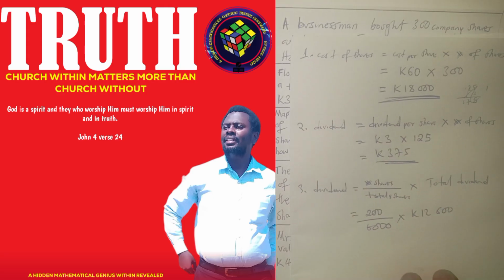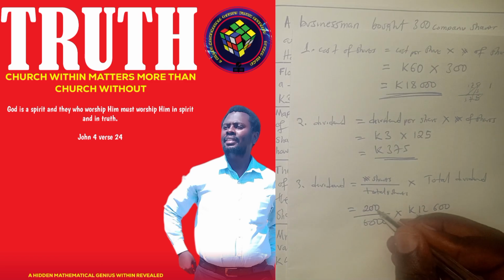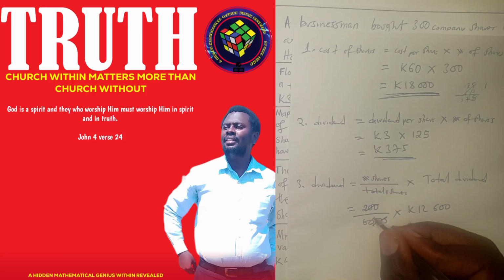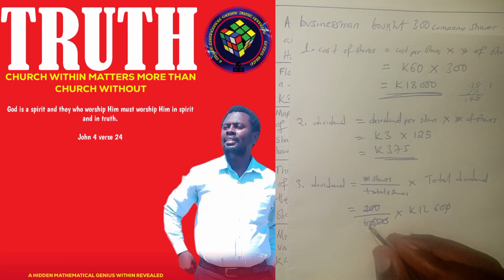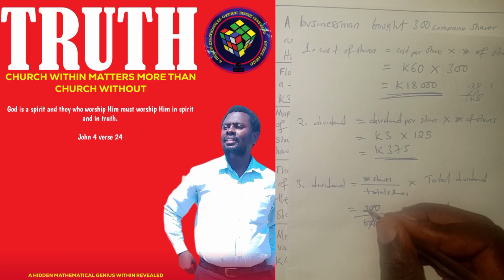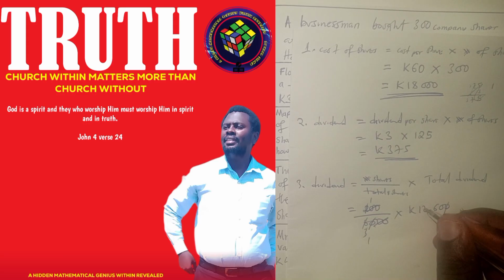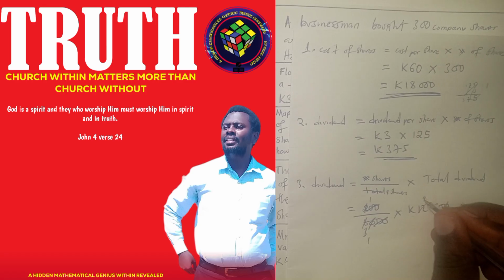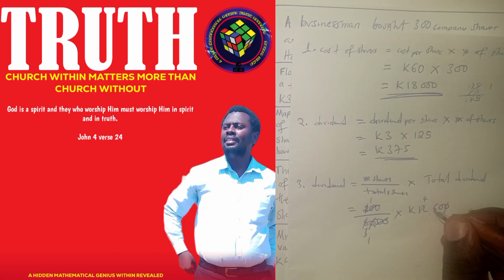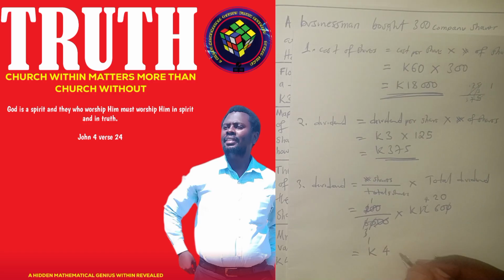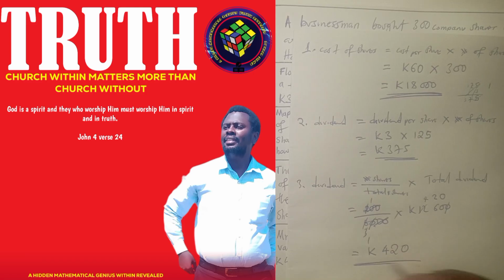12,600. Okay, so here we can cancel out 2 zeros there and 2 zeros there. Then 2 can go in 6. You say 2 in 2 is 1. In 6 we get 3. Then 3 in 3 is 1. 3 in 12 we get 4. 3 in 6 you get 2. 3 in 0, that is 0. So the total dividend for Magula now is 420 kwacha.